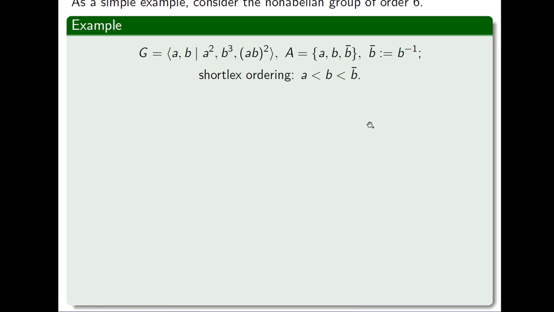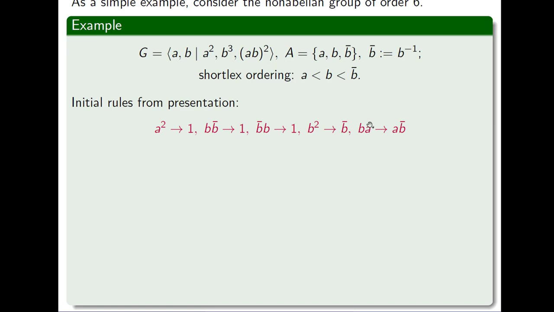This is the dihedral group of order 6: A squared, B cubed, (AB) squared. Now, we've got to choose ourselves an ordering. Because I've got the relation A squared, I'm going to cheat a little bit, and I'm not going to introduce a new generator for A inverse. Well, it's not cheating, I don't need to. I can think of A as being its own inverse. And B needs an inverse, which I've called B bar. So let's choose the ordering A less than B less than B bar, with shortlex.